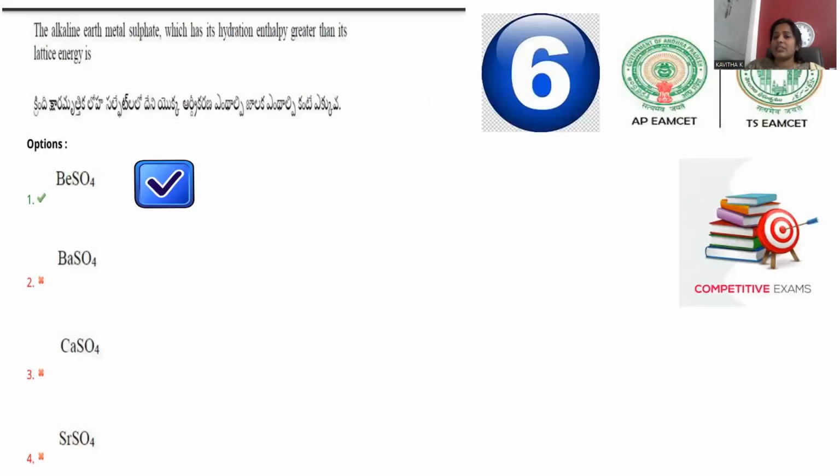Let's move on to the last question of the session. The alkaline earth metal sulfate which has its hydration enthalpy greater than its lattice energy.